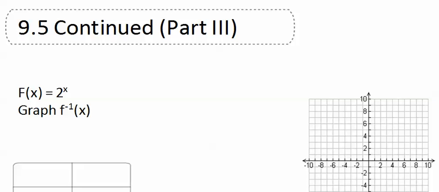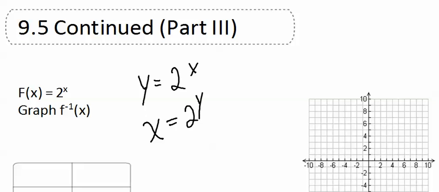You may recall that in the very first video for 9.5, we talked about the function 2 to the x power, and we talked about graphing the inverse function of it and what the equation of that would look like. Well, let's go back to that for a little bit. If we were to write the inverse of the equation, we would get x equals 2 to the y power. And we talked about how keeping an exponential form just isn't realistic, and we have to use logarithmic form.